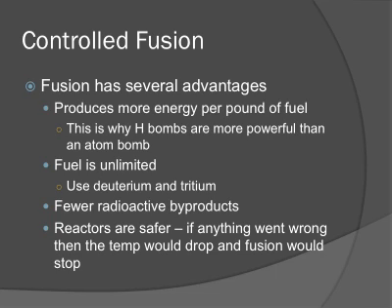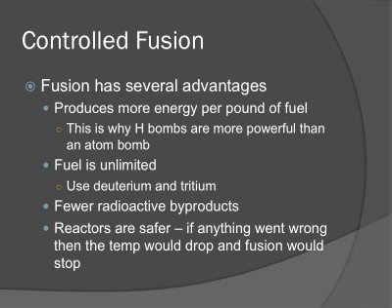Okay? Also, fuel is unlimited because the fuel is hydrogen. Hydrogen we can get from seawater. The deuterium and the tritium that we're talking about, we can produce from oceans. Well, the Earth is 70% ocean, so for the most part, we have an unlimited source of energy. Okay, well, it also produces fewer radioactive byproducts, so we have less waste. And the reactors are safer.